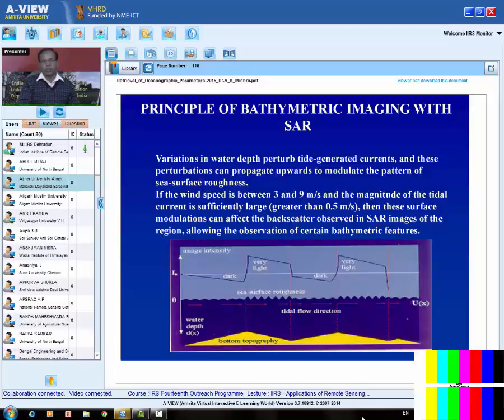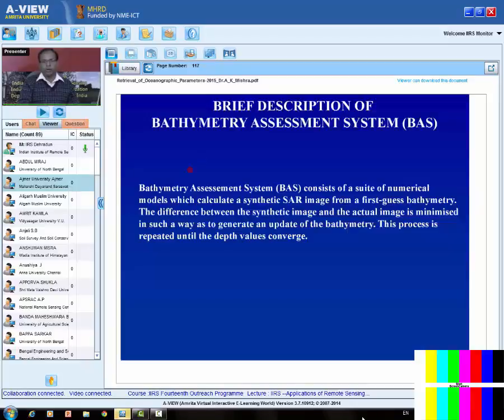So what you can do, you have to use a hydrodynamic model, that is the bathymetry assessment system, which consists of a suite of numerical models which simulates a synthetic SAR image from the first-guess bathymetry. The difference between the synthetic image and the actual image is minimized, so as to generate an updated bathymetry. This process is repeated until the depth values converge.